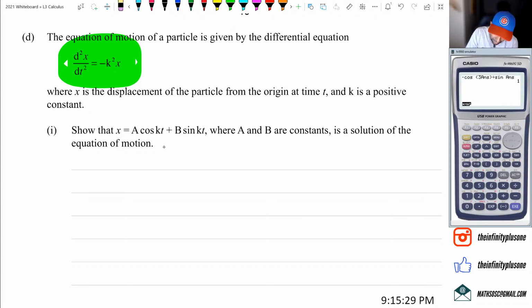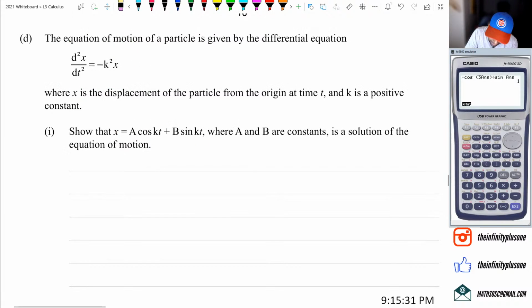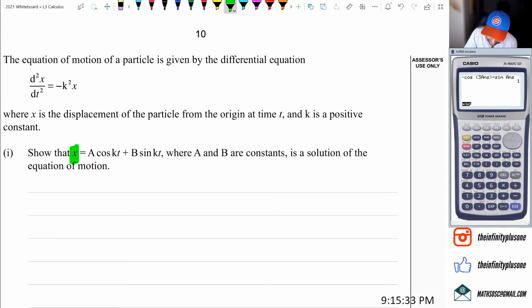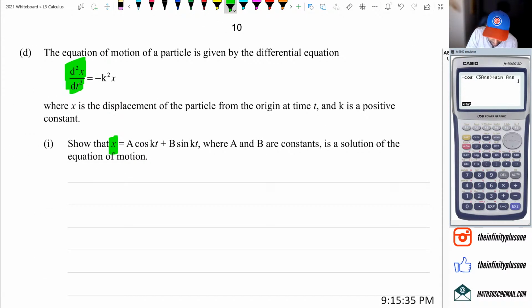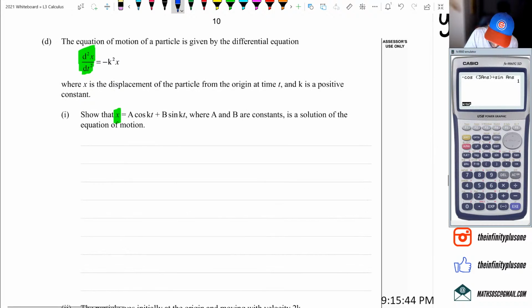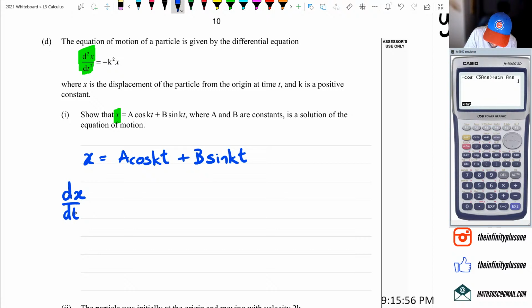Because if you look at this whole function, x is equal to, here you've got d squared x dt squared. So all you've got to do is take x and differentiate it twice. So we've got x is equal to a cos kt plus b sine kt. So differentiating it once, I'm going to get dx dt.